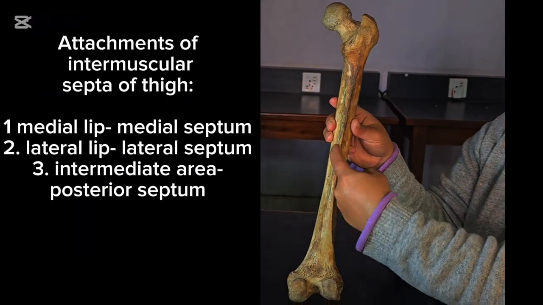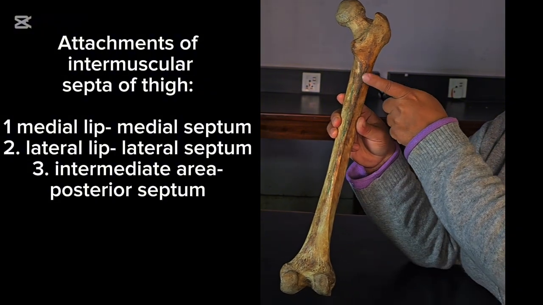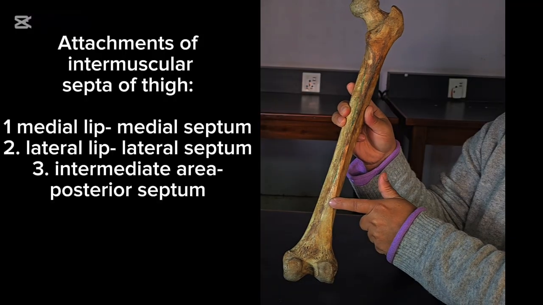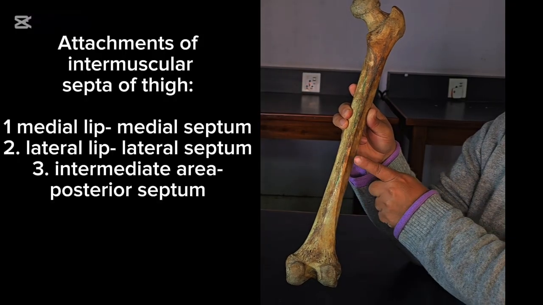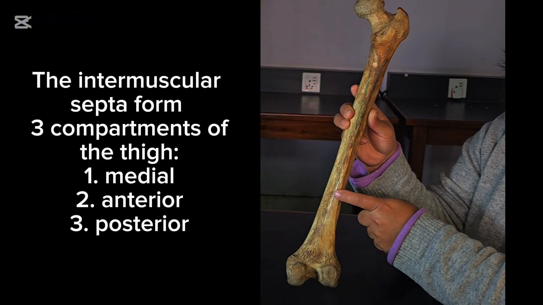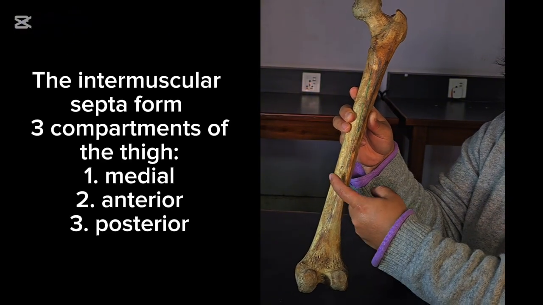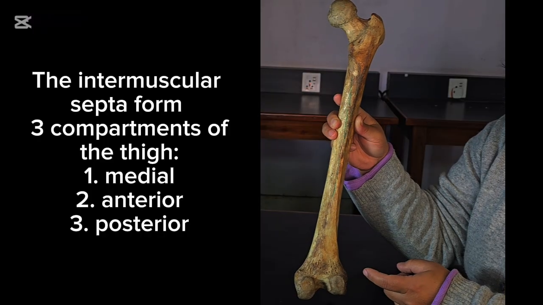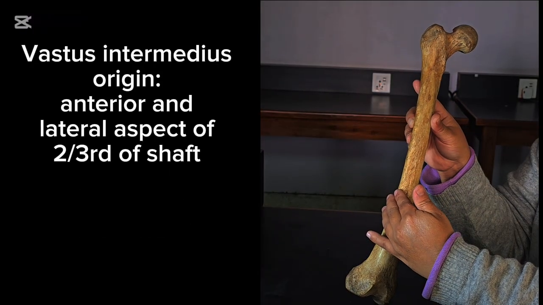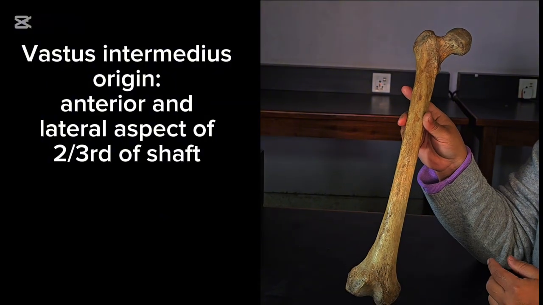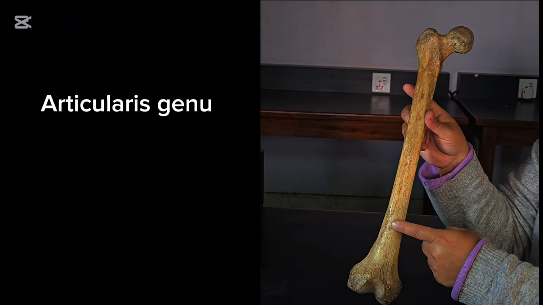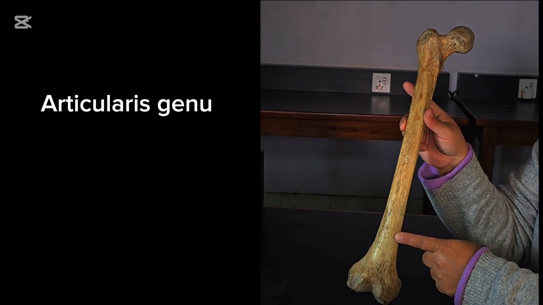Also, the medial lip of the linea aspera, lateral lip of the linea aspera, and the intermediate area give rise to the intermuscular septa, medial, lateral, and posterior respectively, which gives rise to the formation of three muscular compartments: medial, posterior, and anterior on the thigh. Anterior and lateral aspect of the upper two-thirds of the femoral shaft gives origin to the vastus intermedius. Below the origin of the vastus intermedius, articularis genu arises from the anterior surface.